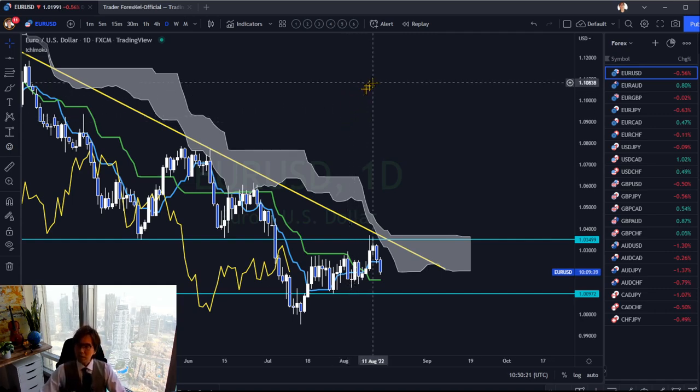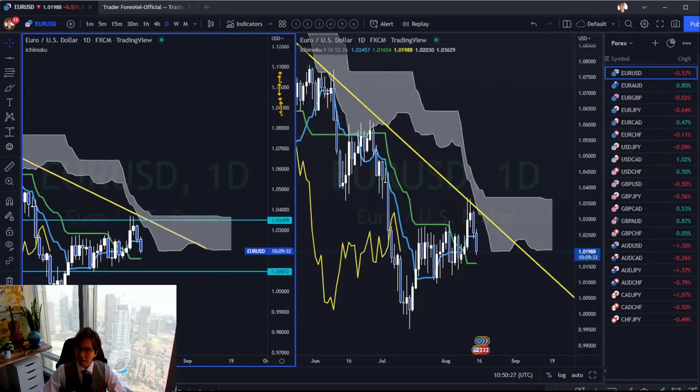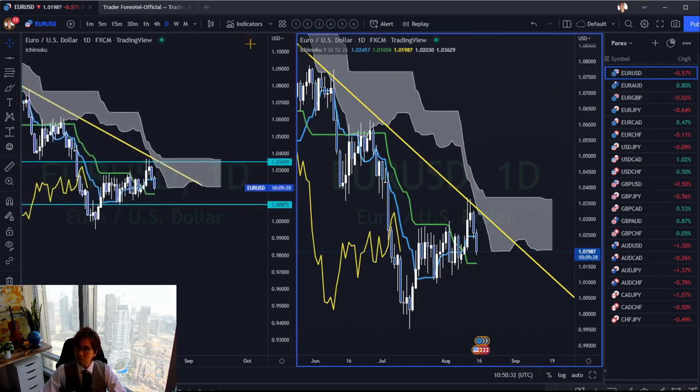So when I screen charts, usually I split the window into two. And on the left, I place the daily time frame. And on the right, I place the 4-hour time frame.